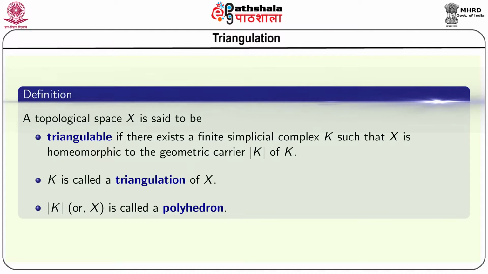Let X be a topological space. It is said to be triangulable if there exists a finite simplicial complex K such that X is homeomorphic to the geometric carrier of K. We usually denote the geometric carrier by mod K. K is called a triangulation of X when X is homeomorphic to the geometric carrier mod K, and mod K is called a polyhedron.